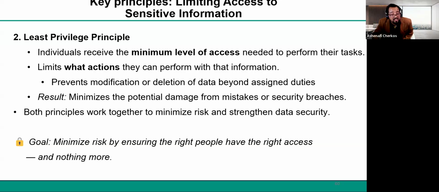Even if someone's account is compromised, the damage is limited because they have only limited access, and that damage will be limited to that kind of data access. So when combined, the need to know and the least privilege principles create a layered defense, ensuring that the right people have the right access and nothing more. This approach minimizes risk and strengthens overall data security.